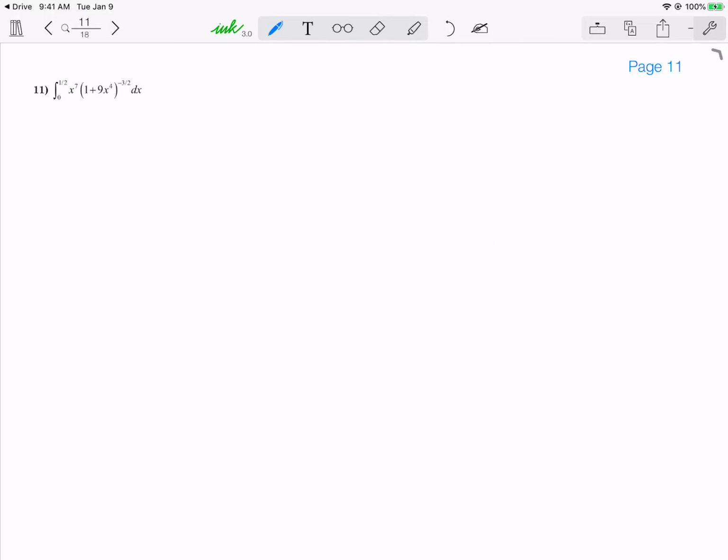So I've got the integral from 0 to 1/2 of this mess. So again, first thing I notice is that I've got something raised to what I would call an ugly power. So I'm going to set what's on the inside equal to u. And let's see where that gets us. So u equals 1 plus 9x to the 4th.